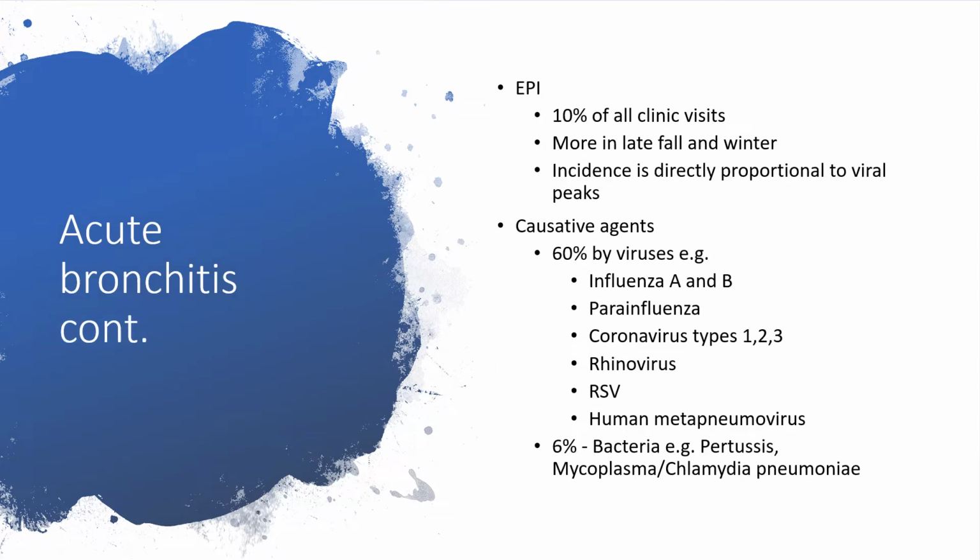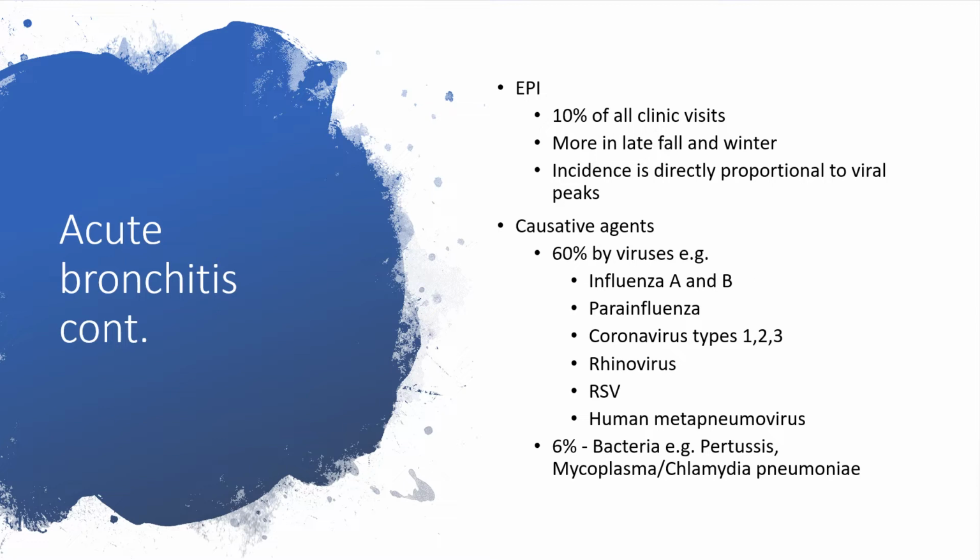Epidemiology of acute bronchitis: it occurs in about 10% of all clinical visits. It is more common in late fall and throughout the winter period. So you are dealing with something like September, October, November, December, January, February, March, and maybe the middle of April. Incidence is directly proportional to viral peaks. So the time that we have more viral problems like November, December, January, maybe February, is the time that bronchitis will also be up there, because it's caused by virus most of the time.